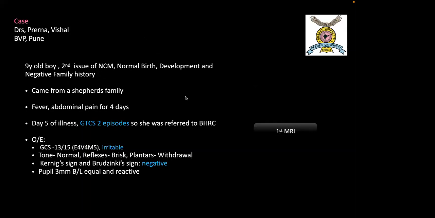Kiran, he's a 9-year-old boy, second issue of non-consanguineous marriage, normal birth and development and negative family history. Actually, he's from a shepherd's family. They have goats, sheep with them at home and travel to various places. The illness started with fever and abdominal pain lasting for 4 days. On day 5 of illness, he had status epilepticus and was referred to our hospital. At presentation, his GCS was 13/15, there were no other focal neurological deficits, and meningeal signs were negative. At this point, we had our first scan.